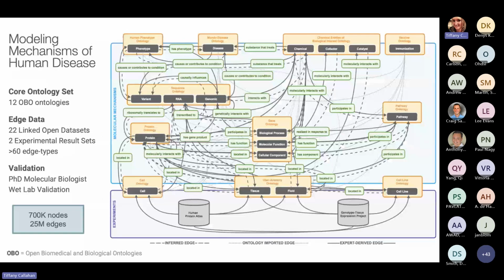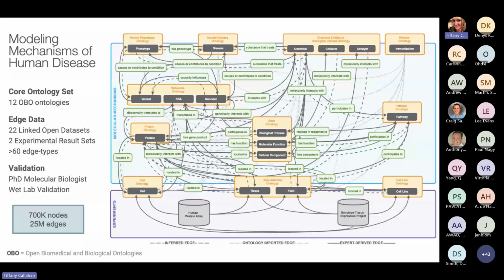The PheKnowLator ecosystem provides access to several months worth of pre-built knowledge graphs under the different parameter settings that I just reviewed. The figure illustrates the knowledge representation we use to construct these benchmarks. The idea was to make a graph that represented the mechanisms of human disease. In this figure, the purple box represents experimental data. The blue box contains molecular mechanisms created by integrating OBO Foundry ontologies. And edges between ontologies are created by integrating other data sources that are not part of an ontology.